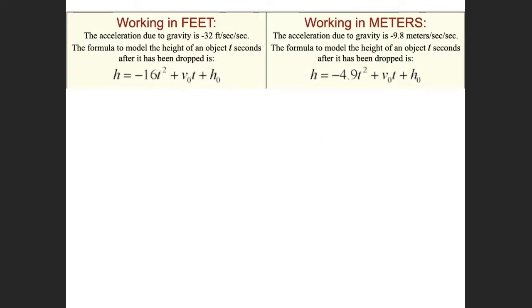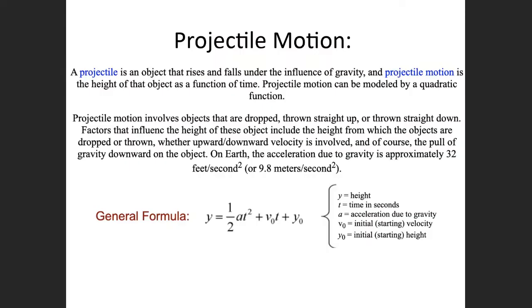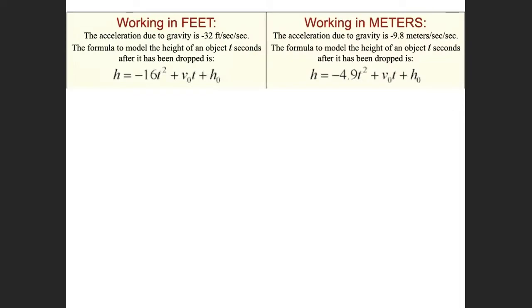So this is if we're working with feet. This is if we're working with meters. We're not going to work with meters this week. We're working with feet. So negative, oh, I'm sorry, that should have been negative. It's negative 16t squared. The formula should be negative. Sorry about that. That should have a negative in front of it. So negative 16t squared plus the initial velocity times time plus the initial height. So make sure you put that negative in front of there. It really makes a difference.